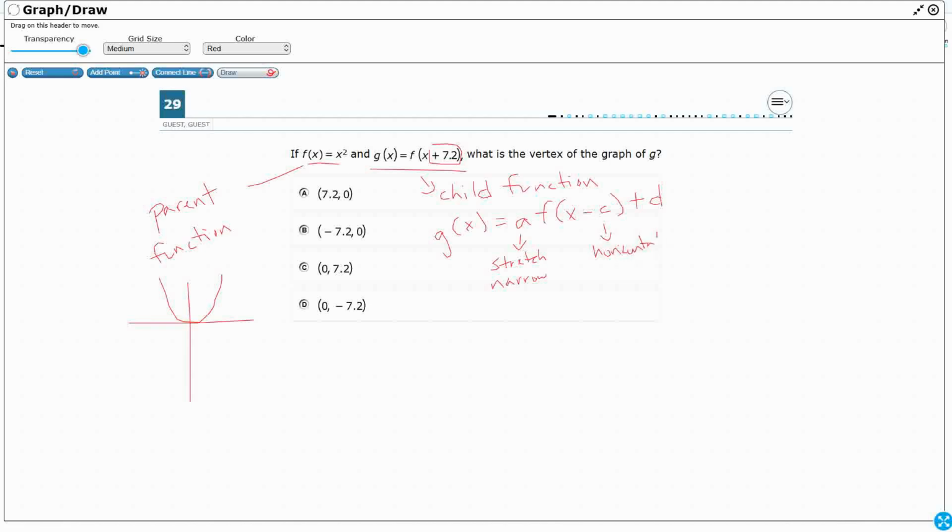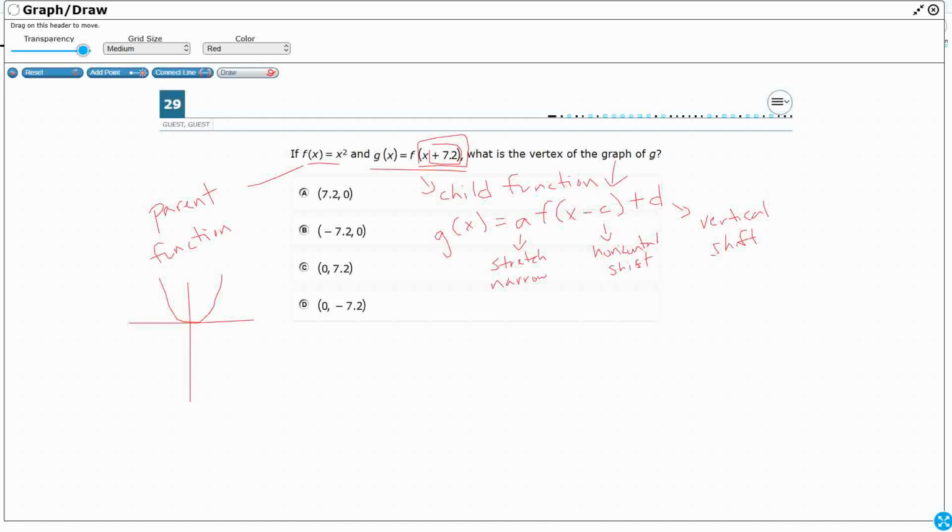This C right here, this is your horizontal shift. So it doesn't necessarily change the stretch. It just takes the vertex, the minimum or maximum, depending on which way we're facing, and it moves it to the left or it moves it to the right. And then D does something similar, but it's more vertical. So it takes your vertex, doesn't move it to left or right, but it moves it up or down the y-axis.